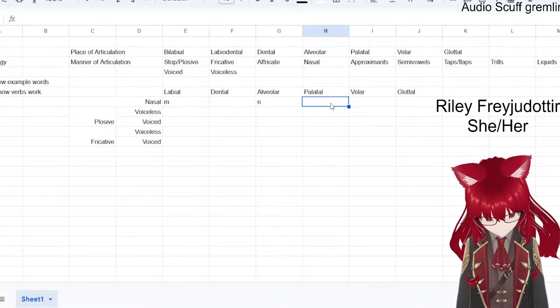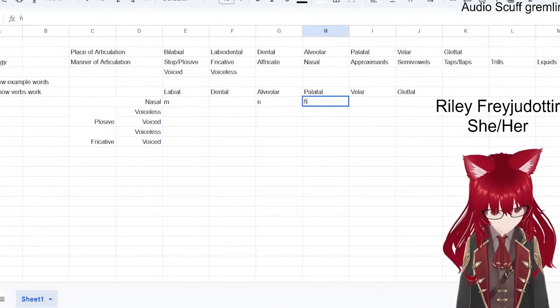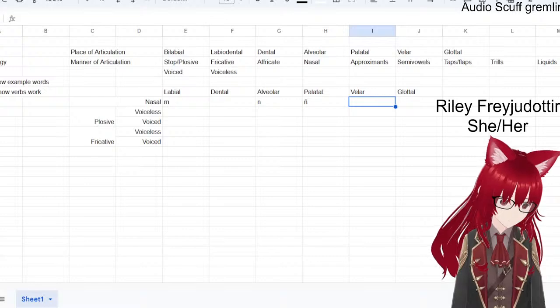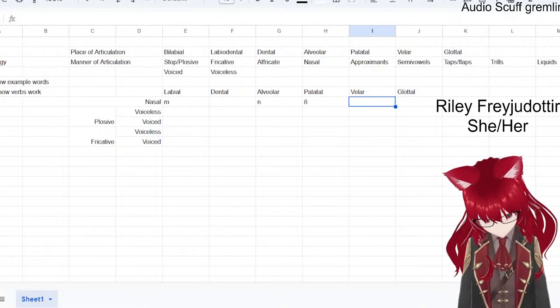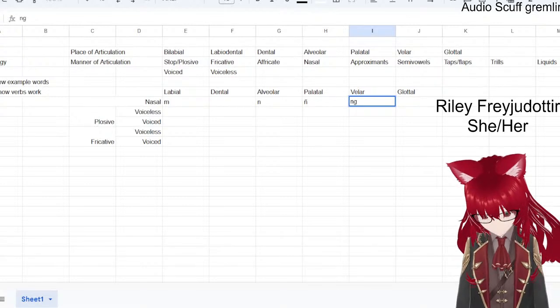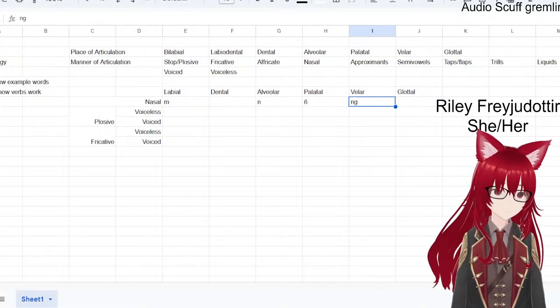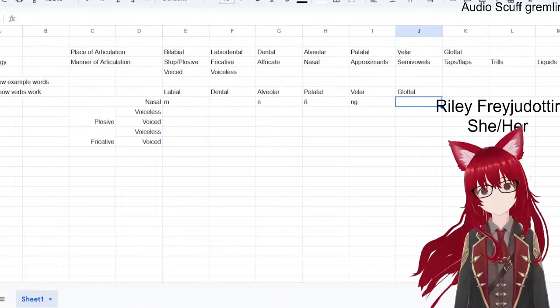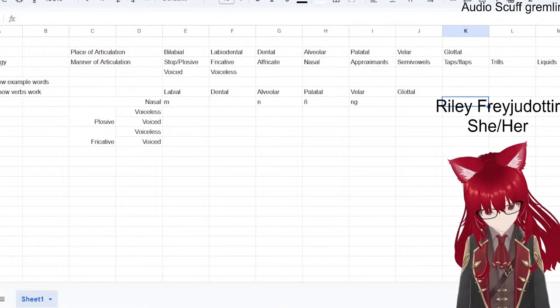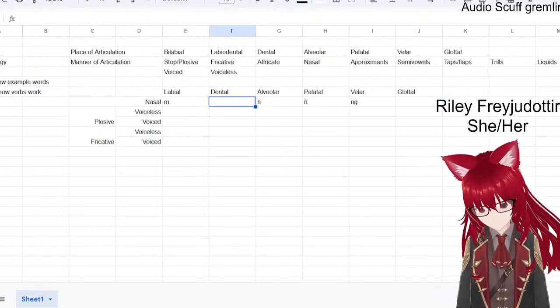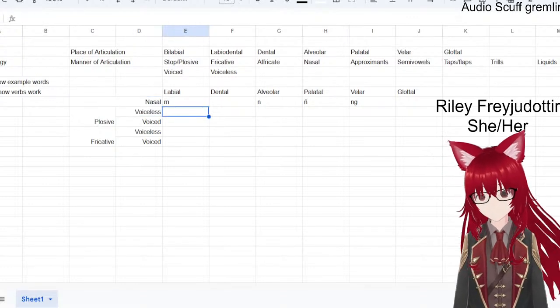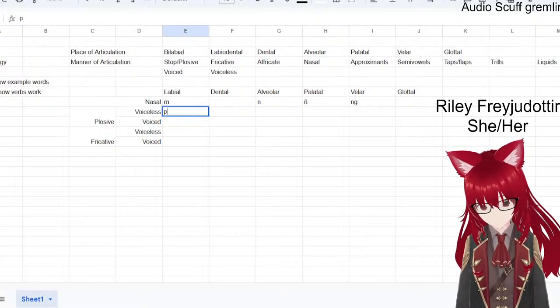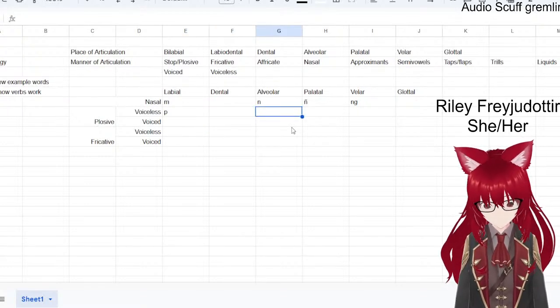And we're going to write that with the Spanish ñ. Velar nasal. Yeah, we're going to write that ng, the same way it's written in English. And there is no such thing as a glottal nasal. That does not exist. Let's see. Plosive, voiceless, puh, no dental plosive.